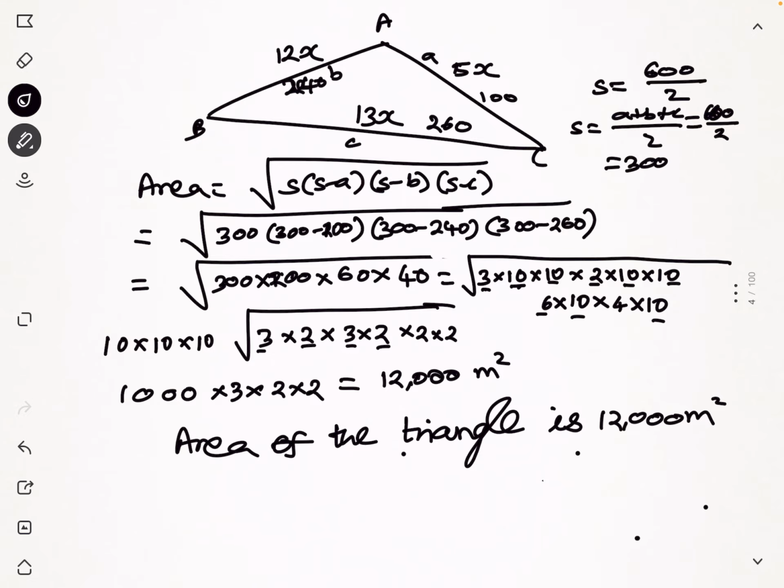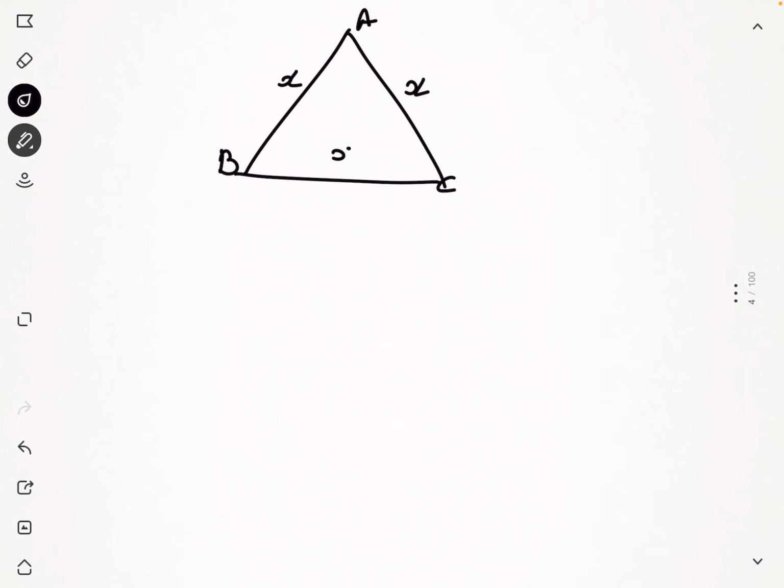Hope this is clear for you. Let's look at the next question. Find the area of an equilateral triangle whose perimeter is 180 centimeter. So I have a triangle ABC. Since this is an equilateral triangle, all the sides will be x. So 3x is equal to 180. x is equal to 180 by 3, which is 60. So all the sides will be 60, 60 and 60.